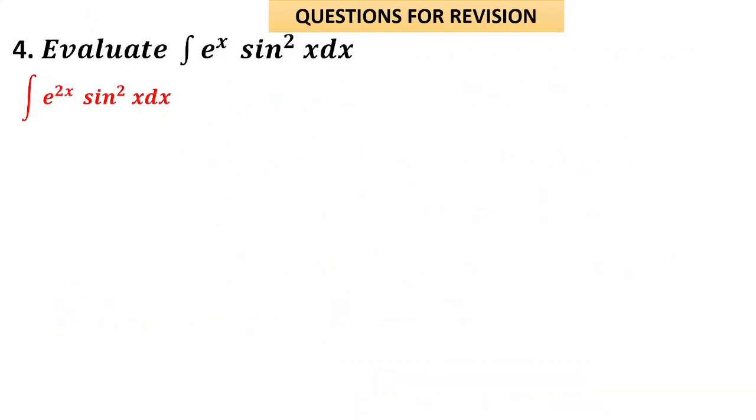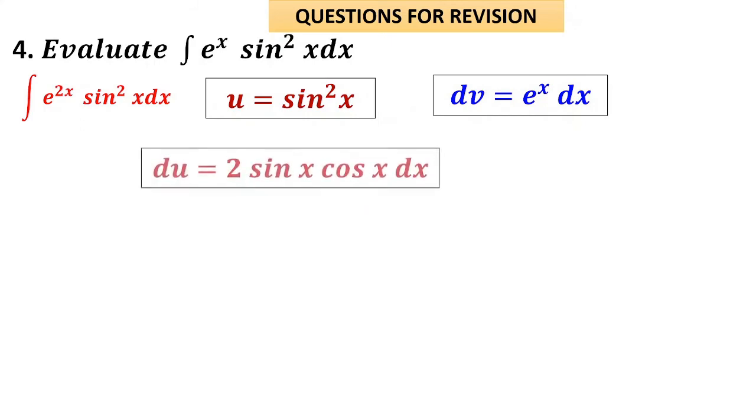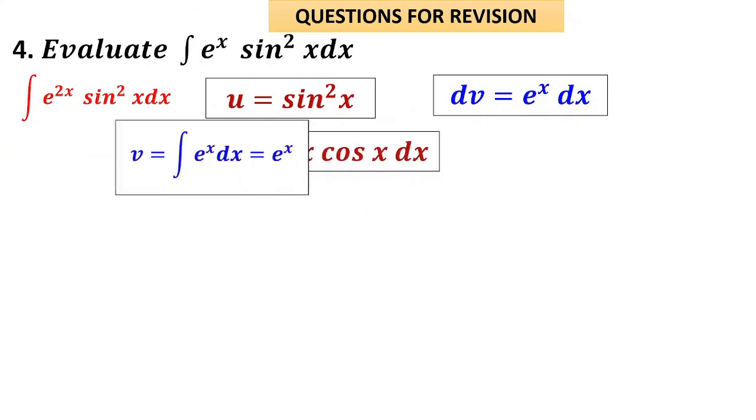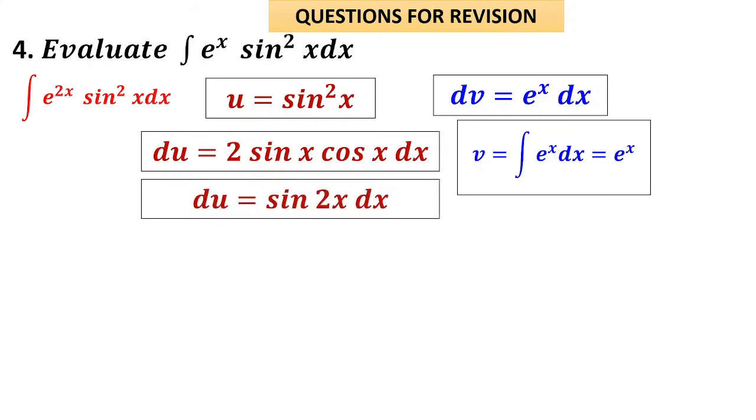Good. Let's go to the next problem, where it is e power x into sin square x. It may be e power x into cos square x, e power x into sin square x, anything may be. Now we will take u as sin square x, dv as e power x dx, du is 2 sin x cos x dx, and v is e power x. But now what is this du? It is nothing but sin 2x. 2 sin x cos x is sin 2x. Therefore du is sin 2x dx.